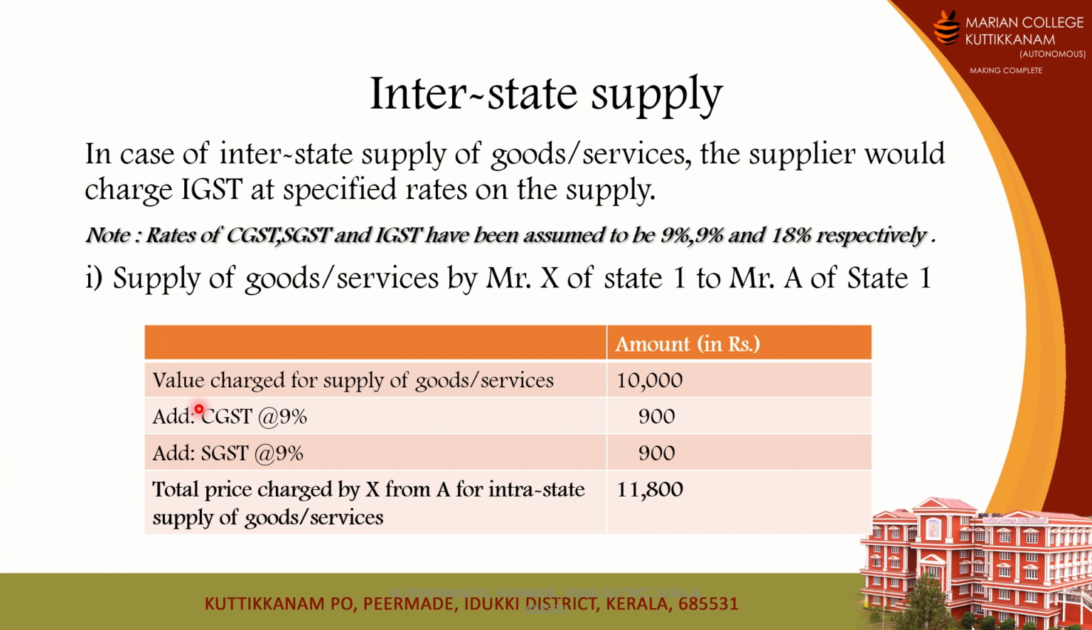Here we have a value charged for supply of goods or services of 10,000. Then CGST at 9% amounts to 900. SGST at 9% amounts to 900. So the total price charged to Mr. A for this intrastate supply is 11,800 rupees, of which 900 each is the CGST and SGST respectively. Okay, so this is the same as how we saw intrastate supply in the previous video. I hope this is clear.